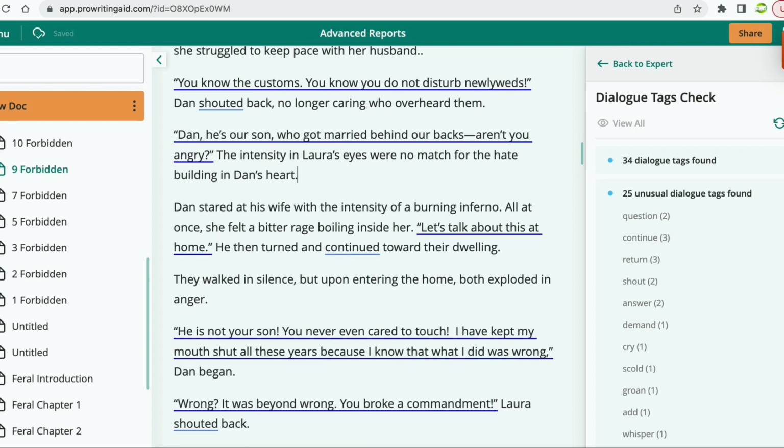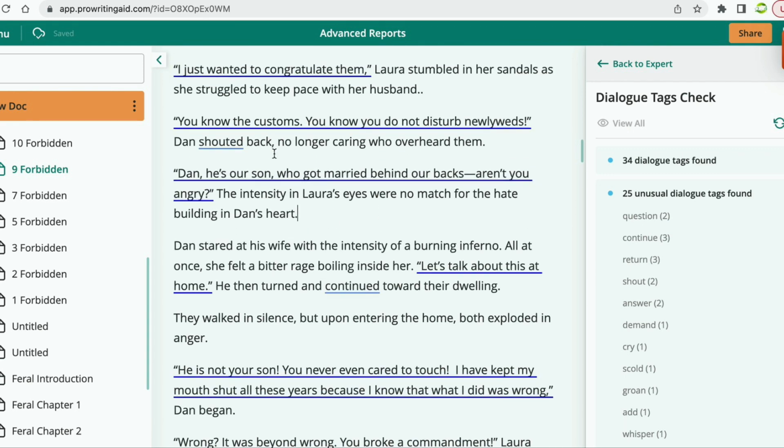So the intensity in Laura's eyes was no match for the hate building in Dan's heart. Dan stared at his wife. Okay, so let's go back up here because I see another one. Shouted. See, now this one. Okay, yeah, that is.